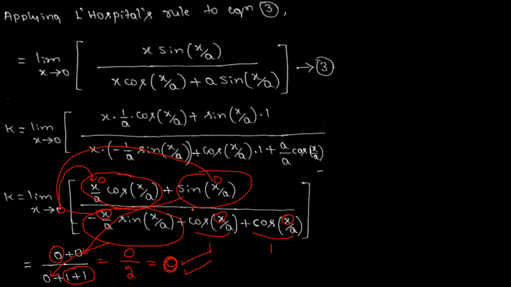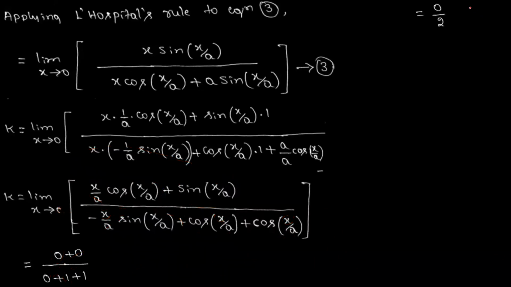So let us move the slides now. Yes, the next step is 0 by 2. Very next step is k is equal to 0. So here we got the answer as 0 and we stop our problem.